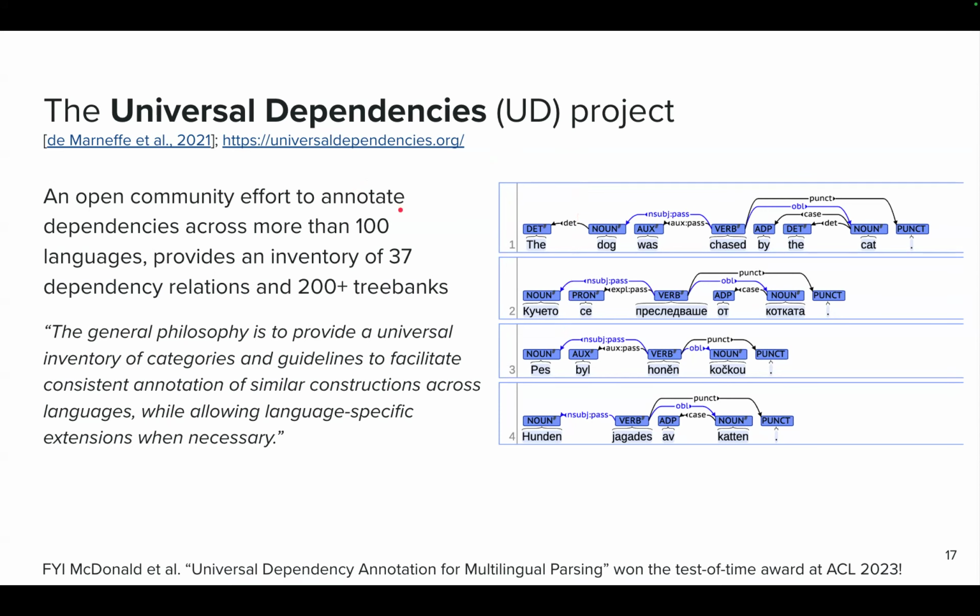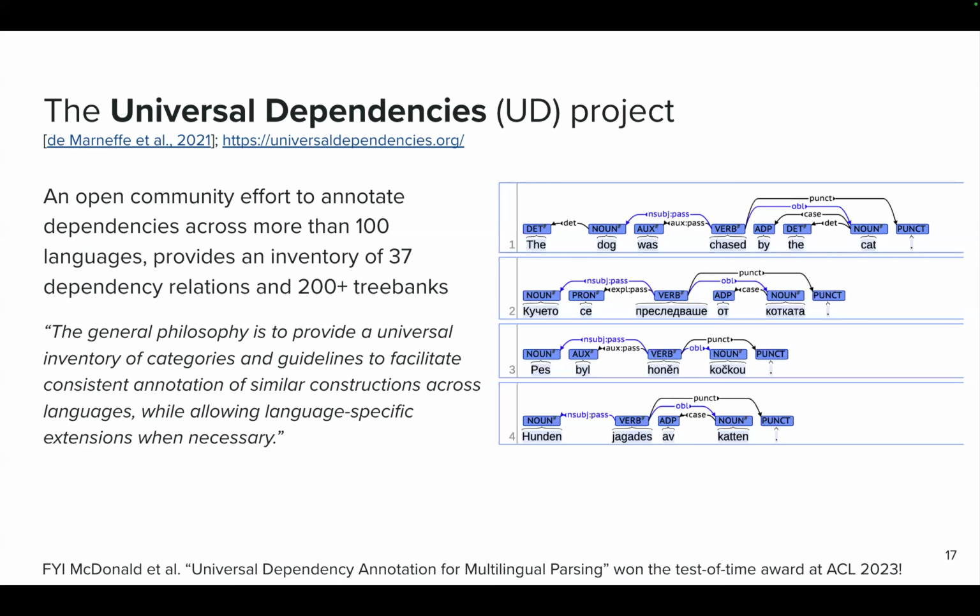UD is an open community effort with a goal to annotate dependencies across more than 100 languages. It provides an inventory of 37 dependency relations and over 200 treebanks. It is one of the resources in natural language processing which covers the most languages, which should be a little bit concerning, given that it's only slightly above 100 languages, and from a previous lesson you have learned that there are over 7,000 languages in the world. So even though it's a resource that tries to cover a lot of languages, it still misses a lot of languages, which says something about the state of the art for how NLP works for all of these languages we have in the world. But nevertheless, it is quite substantial in what it tries to do.